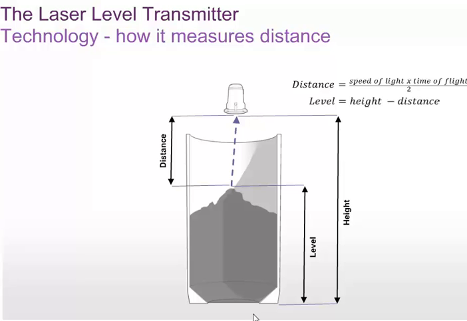The light that is transmitted from the laser level transmitters comes from a semiconductor laser, and it has important characteristics that give the laser level transmitters performance advantages over other technologies. These advantages will be described in more detail in the slides that follow.